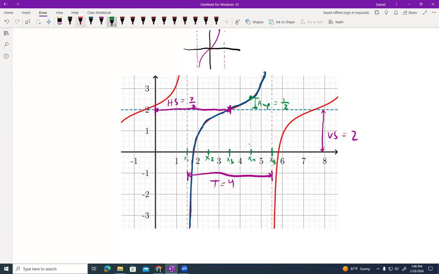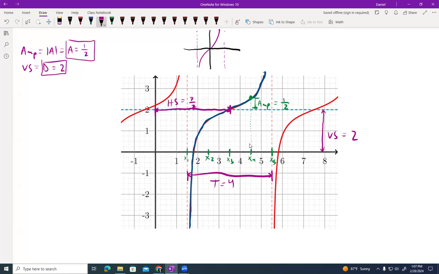Now we're ready to try to write the equation of this thing. Our amplitude is still just the absolute value of A. Our tangent graph is supposed to go from negative infinity up to positive infinity as we go from left to right. So this is a right side up tangent graph, which means that our A is positive. So our A will be equal to 1/2. Done with that. Our vertical shift is still equal to D, and that's going to be equal to 2. So that's our vertical shift. Now we have our A and we have our D.